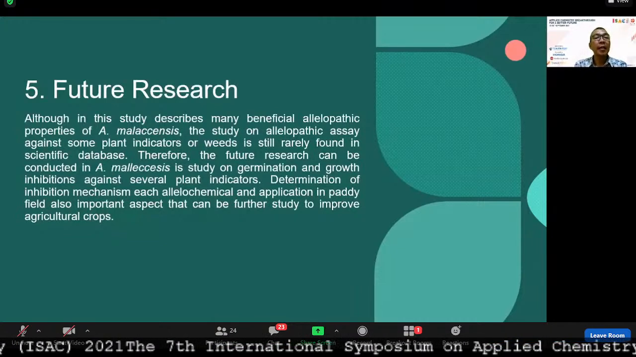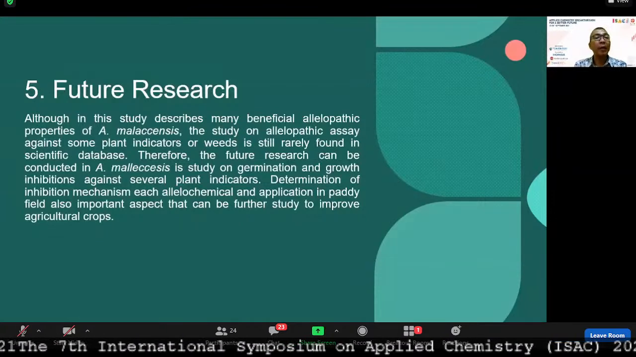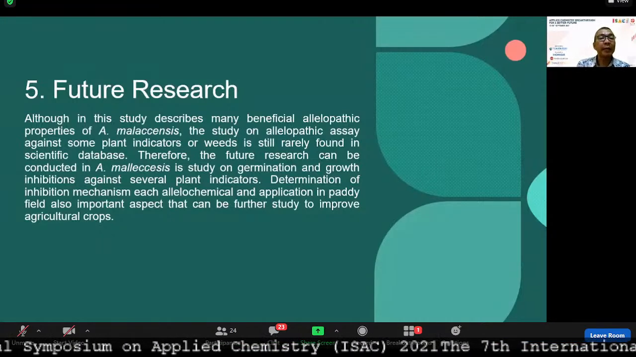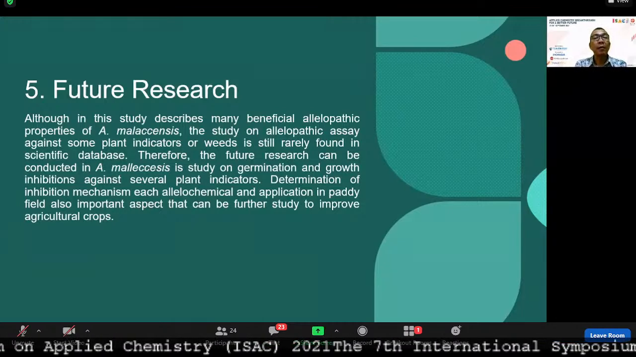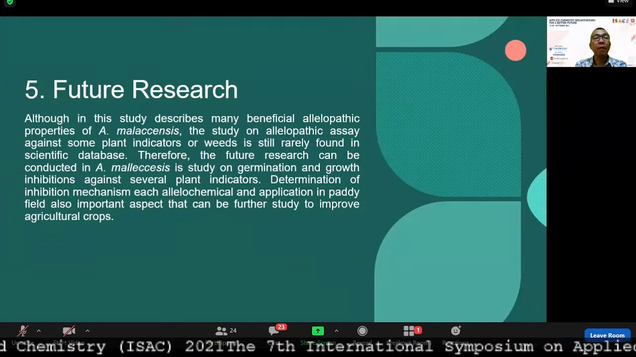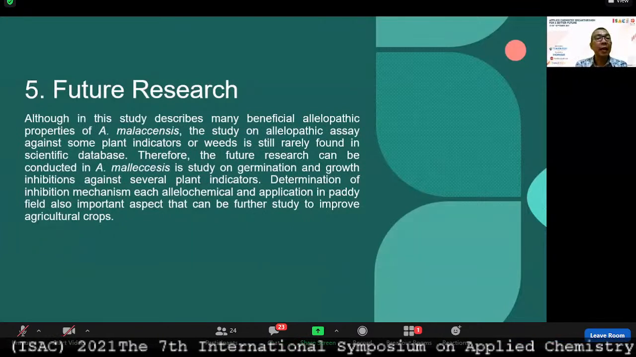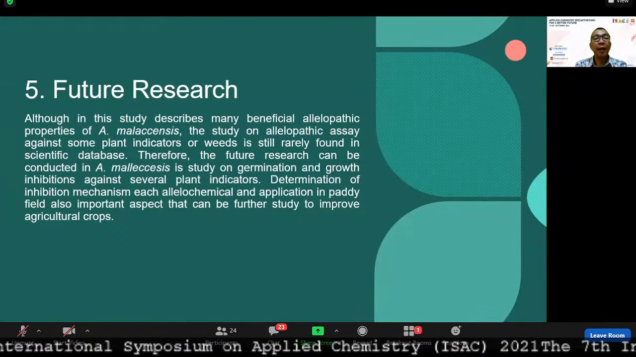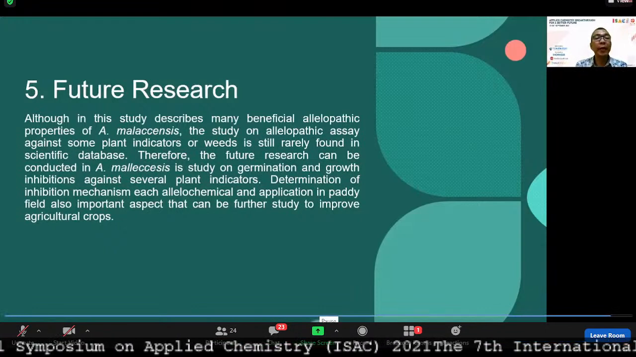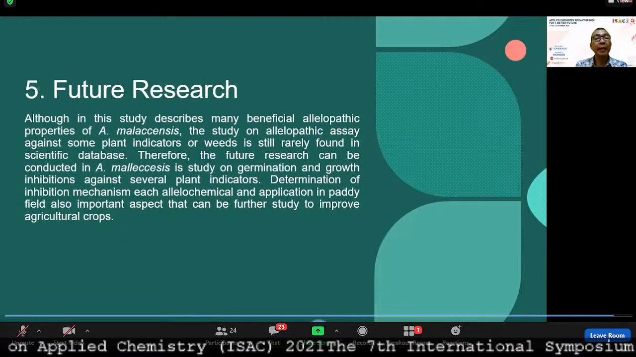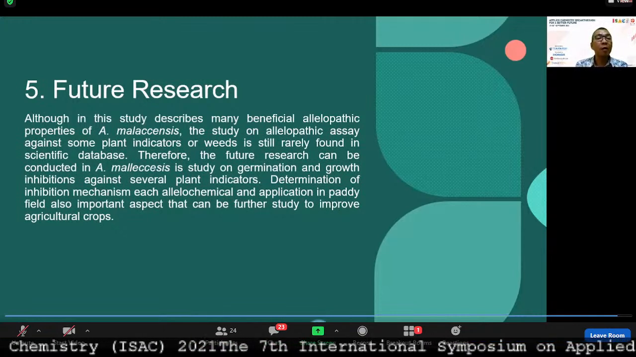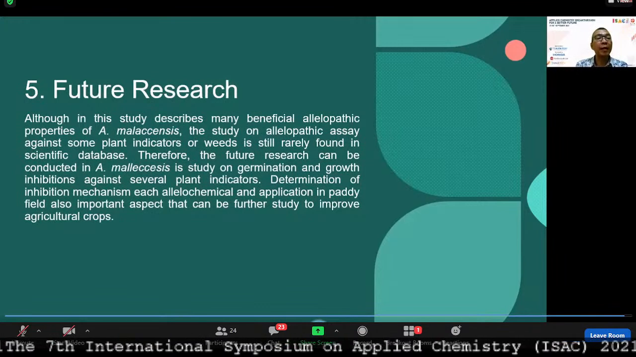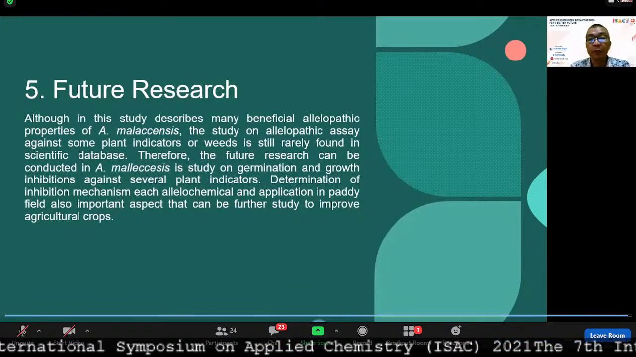Future research. Although these studies describe many beneficial allelopathic properties of A. malaccensis, the study on allelopathic assay against some plant indicators is still rarely found in the scientific database. Therefore, future research can be conducted on A. malaccensis for germination and growth inhibition against several plant indicators. Determination of inhibition mechanism, each allelochemical, and application in paddy field are also important aspects that can be further studied to improve agricultural crops. Thank you.